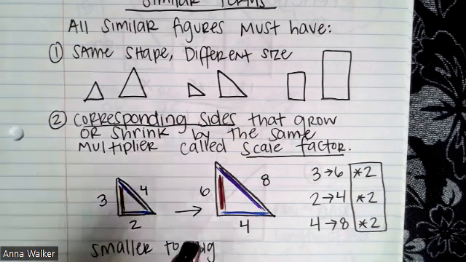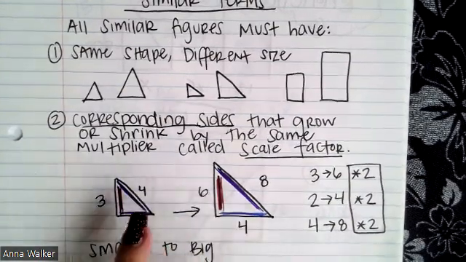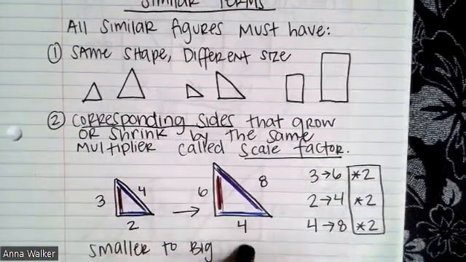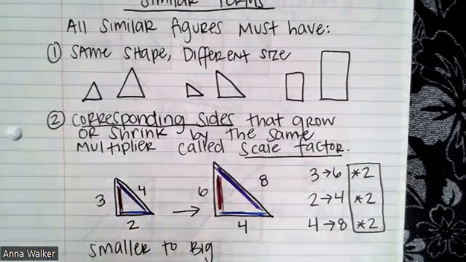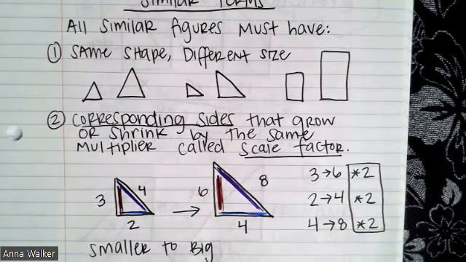So if I look at these shapes from left to right, I'm going from a smaller shape to a larger shape. So obviously I want to make sure that each of these measurements is increasing by the same amount. And again, with proportionality, we're either multiplying or dividing.